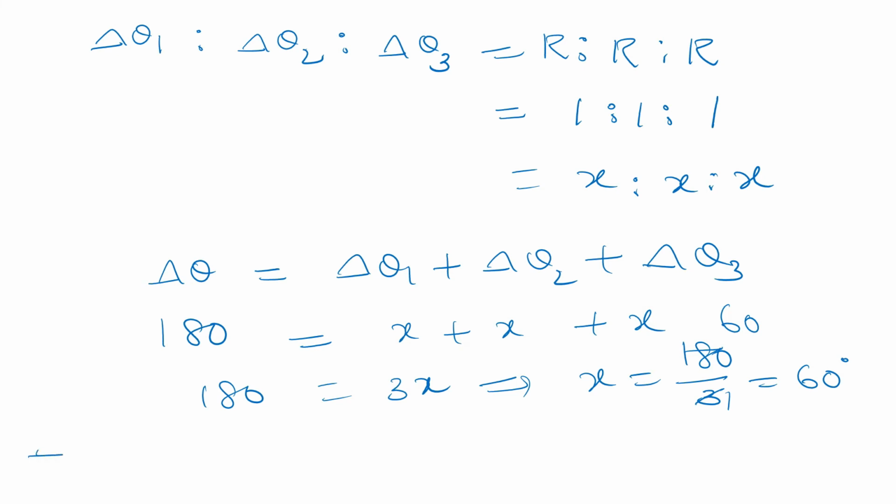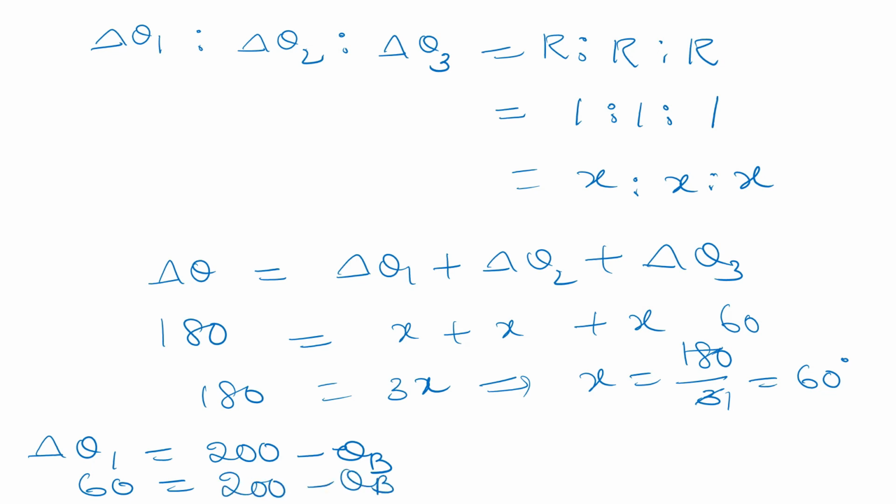Now we will calculate theta B. Delta theta 1 is equals to 200 minus theta B. Delta theta 1 is 60 degrees. So 60 is equals to 200 minus theta B. So from this theta B is equals to 200 minus 60, 140 degrees centigrade. So this is the temperature of the junction at B, that is 140 degree centigrade. Okay, next we will go to the next question.